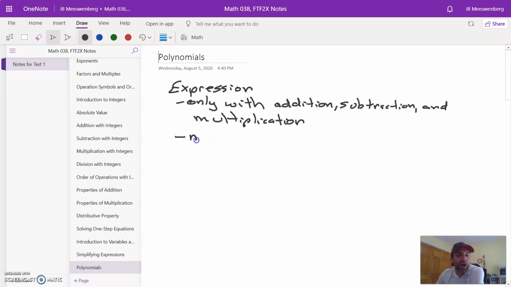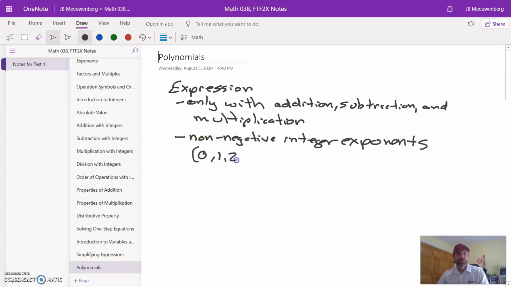That's why I'm going to phrase that: non-negative integer exponents. Another way to phrase that is whole number exponents. Exponents have to be 0, 1, 2, 3, etc. So any exponents on the variables can't be fractions, they can't be decimals, and they can't be negative. 0, 1, 2, 3. Okay, so that's what a polynomial is.